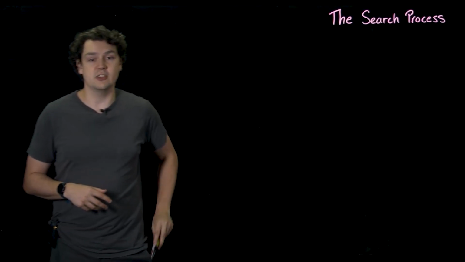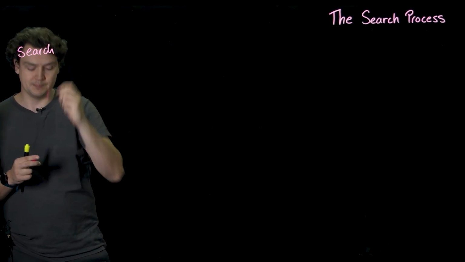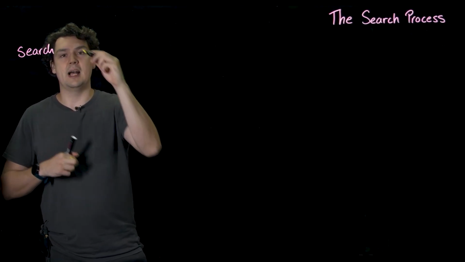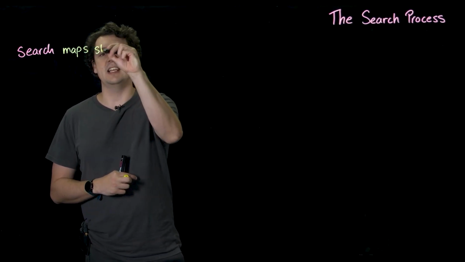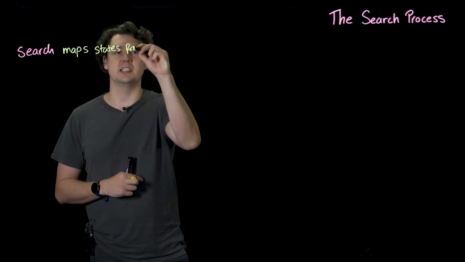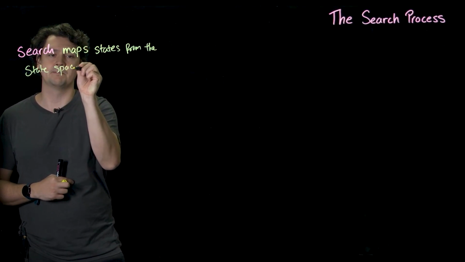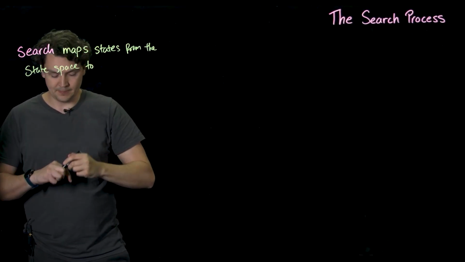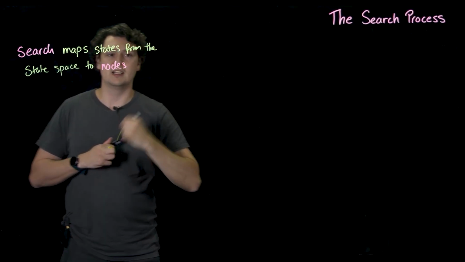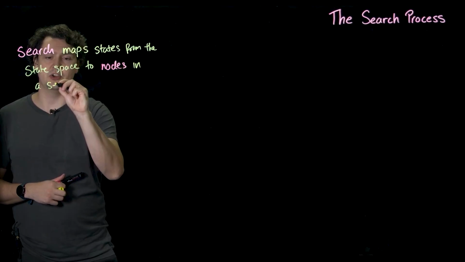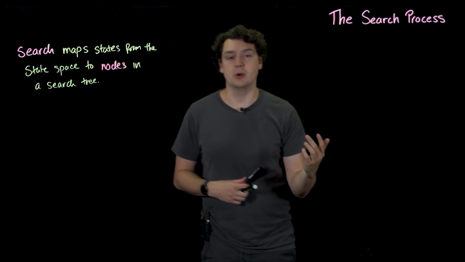What this means is essentially search is looking for a mapping, a translation, and what it is doing is mapping states from the state space to what we're going to be calling nodes. So these are search nodes in a search tree, okay? So that's what we're looking for. That is really what we're going to be doing in search.